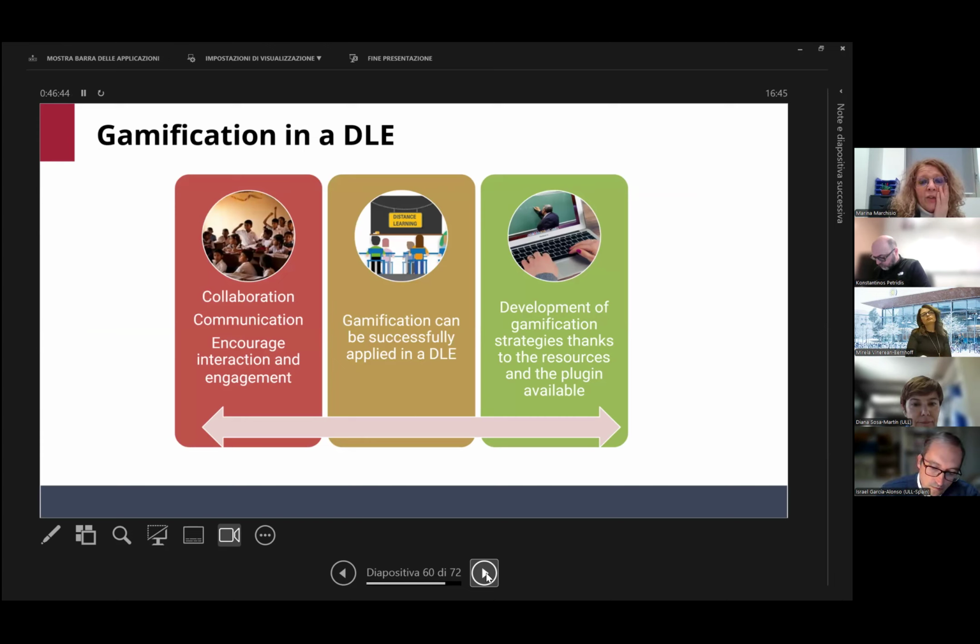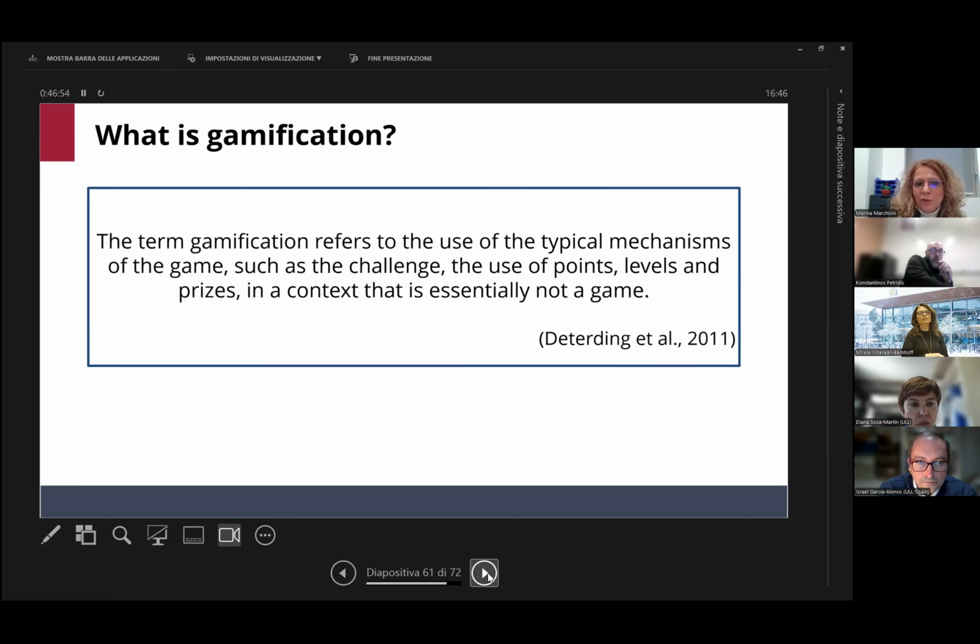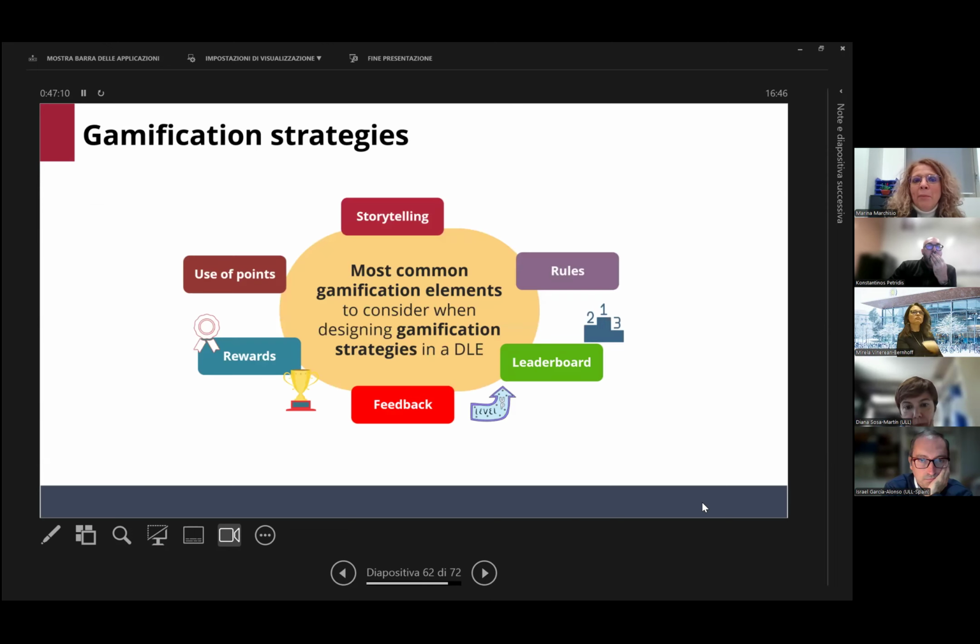Let me finish to say a few words about gamification in a digital learning environment. You know that gamification is a didactic strategy quite used in different contexts. What is gamification? The term gamification refers to the use of the typical mechanisms of the game, such as challenge, the use of points, levels, and prizes in a context that is essentially not a game. Examples of strategies: storytelling, rules, leaderboard, feedback, rewards, use of points. These are some of the most common gamification elements to consider when we want to design some gamification strategies in a digital learning environment.